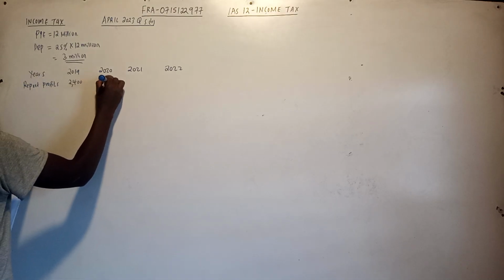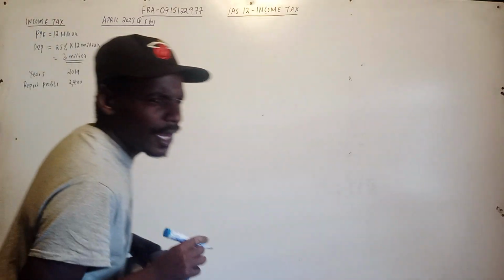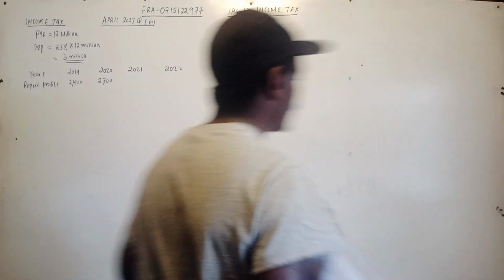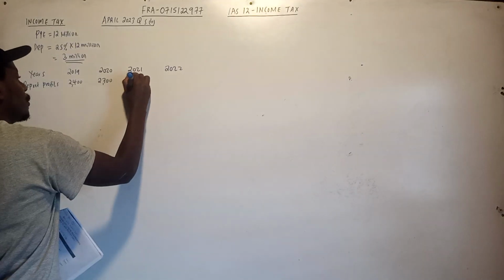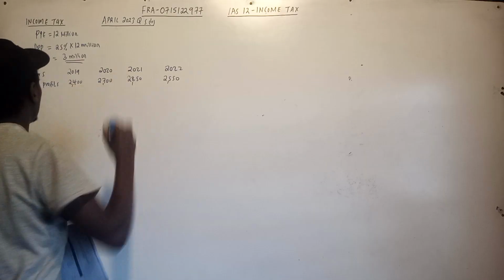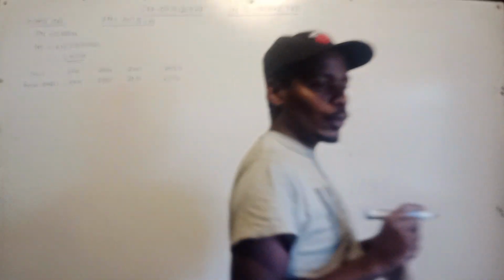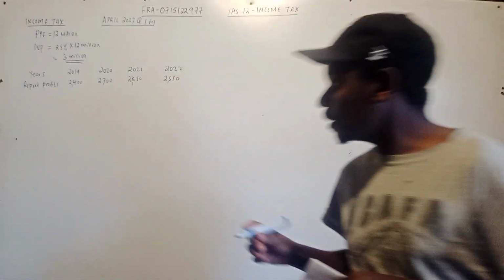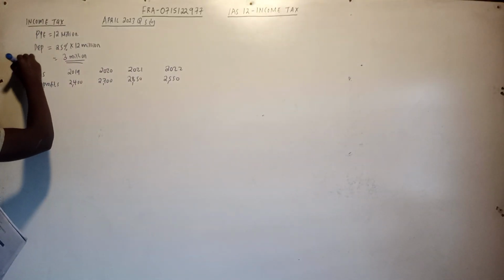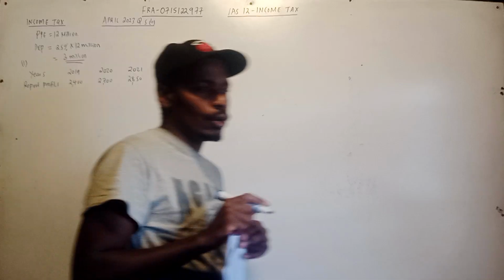We have 2,700. We have also 2850, 2850, and 2550. Now, because part number 1, so part A, this we are doing part A. We are required to determine the taxable profit. So remember how to get the taxable profit?